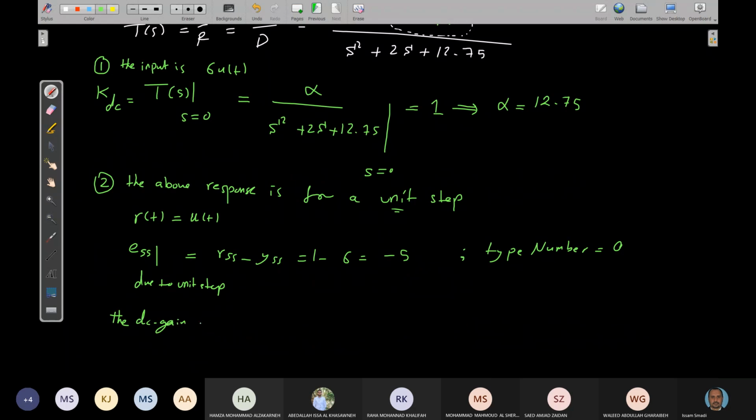In this case, equal to what? 6. Equal to what? 6. Yeah. Why? Because I'm injecting 1. What I'm getting? I'm getting 6. So the DC gain equals 6.